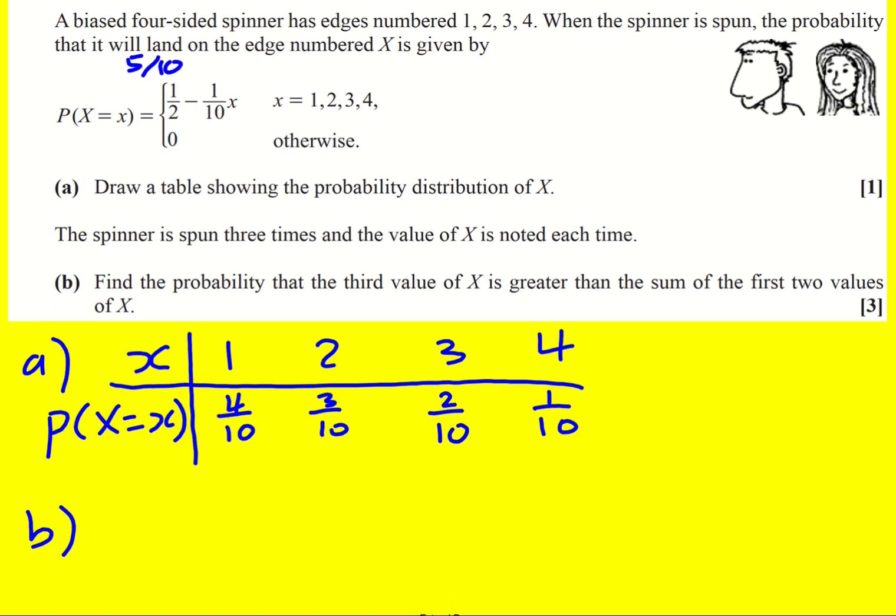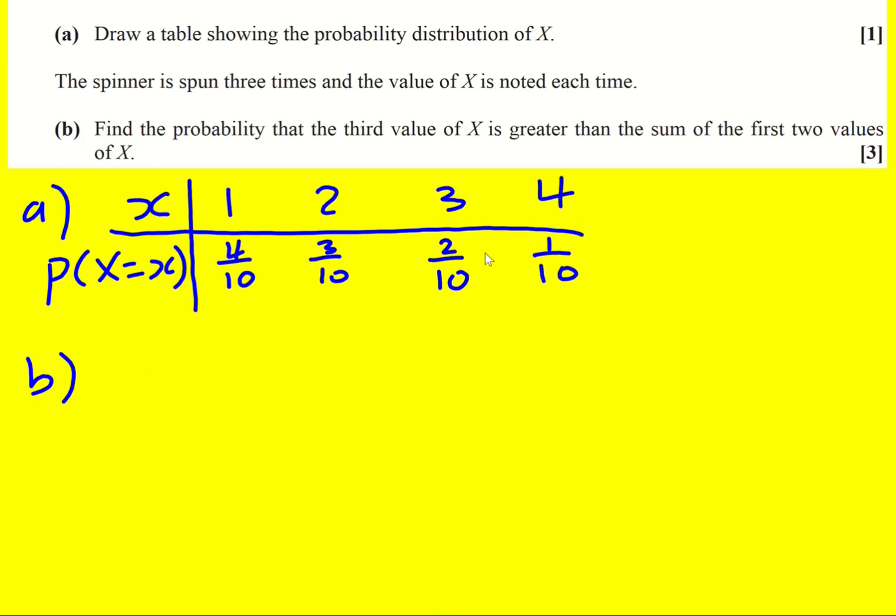Now we're told the spinner is spun 3 times and the value of x is noted each time. Find the probability that the third value of x is greater than the sum of the first two values of x. All right, well, there's a really quick way of doing this question, and it's just to think about the different arrangements you can have such that this is true. So we need the third value to be bigger than the sum. So I'm just going to start off and work systematically through this.